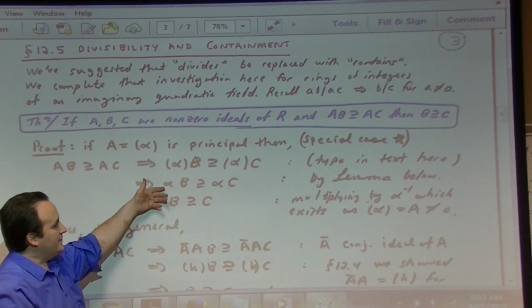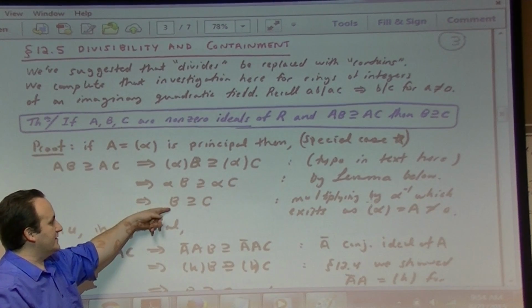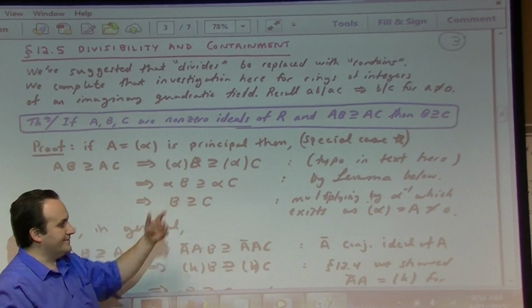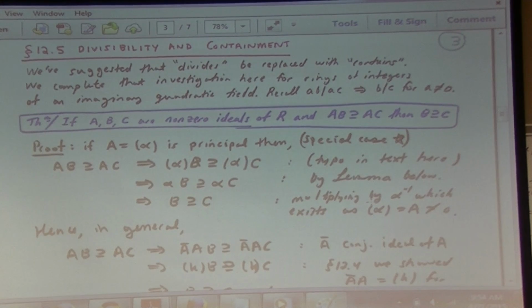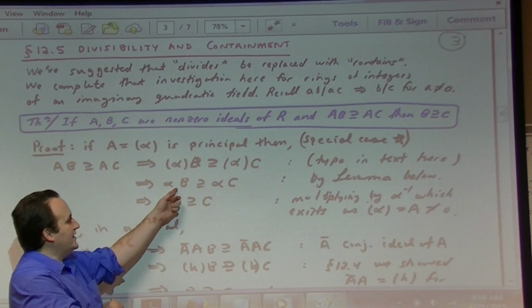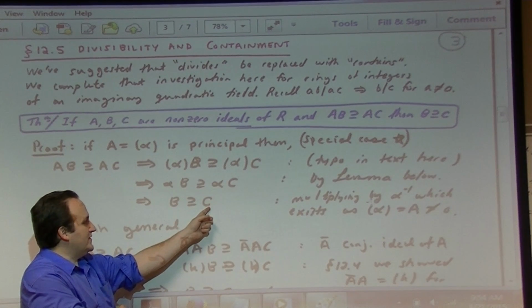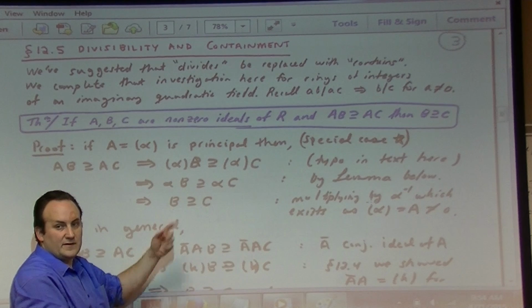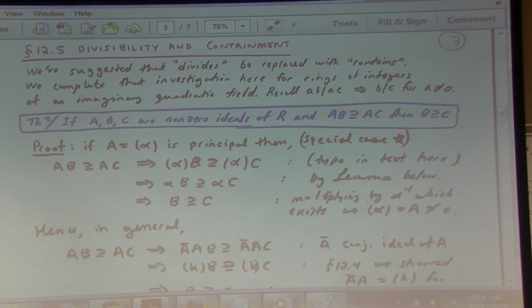And then once you know that, well, alpha is non-zero, so that implies that B contains C. Alpha being non-zero, you can divide elements in alpha B and alpha C by alpha, and you get that any element in alpha C being an element in alpha B clearly implies that any element in C is an element in B just by dividing by alpha. So it's really not much to do there. Okay, so once you have it for principal ideals, setting aside the lemma for just a second here.